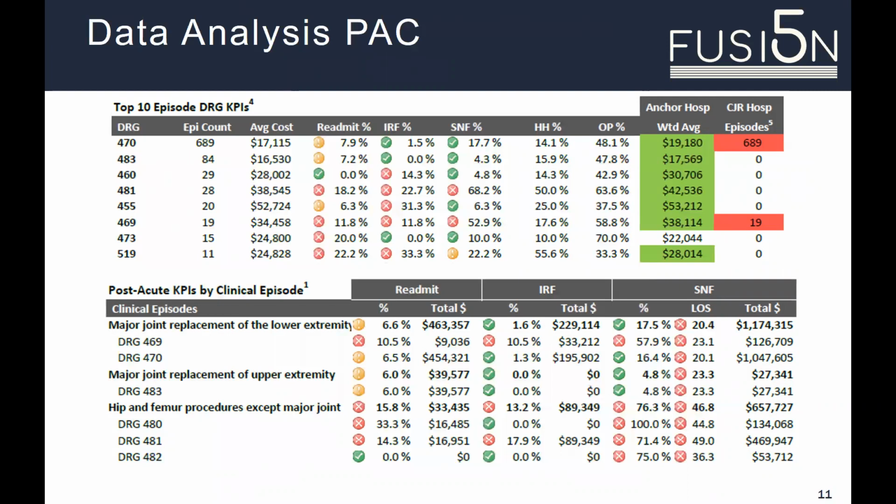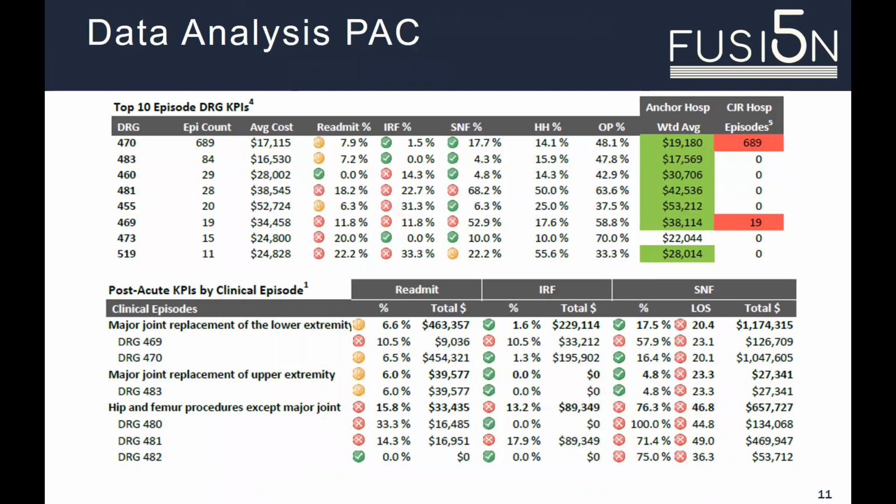So now you can get an idea of, let's take a look at, say, DRG 470. When we look across and see that our skilled nursing facility utilization was 16.4, which is in the green area, that's a pretty good utilization of skilled nursing. Now, if you look above for DRG 469, you'll see a 57.9, which fell into the high range. And so that may be an opportunity.